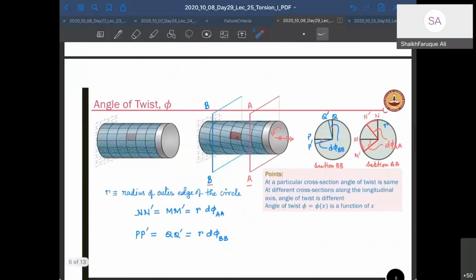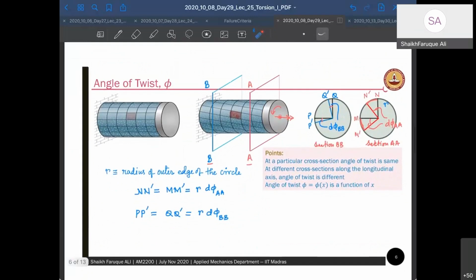All right. We need to understand a few things when we deal with torsion. One of them is the angle of twist. What is an angle of twist? The angle of twist is this phi BB or phi AA. This is your angle of twist, phi. What is phi? Suppose I have a rod that is fixed to the wall here, and I give a twist here.